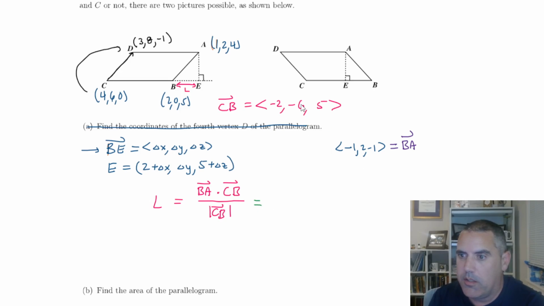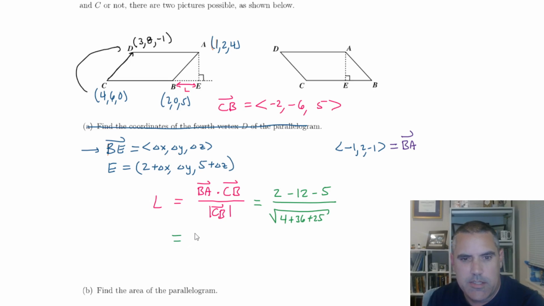So I'm going to do the dot product of these two things. So that's going to be 2 minus 12 minus 5. That times that, that times that, divided by the length of CB. So it's the square root of 4 plus 36 plus 25. So I'm getting that this is, let's see what that is. And person who asked this question, check my arithmetic. Give me a follow-up if you got this. So that's what I get.